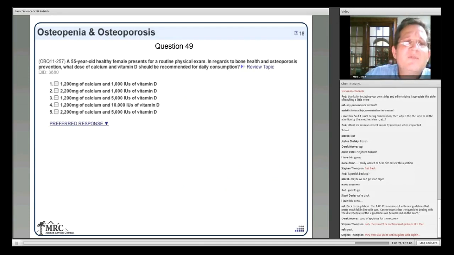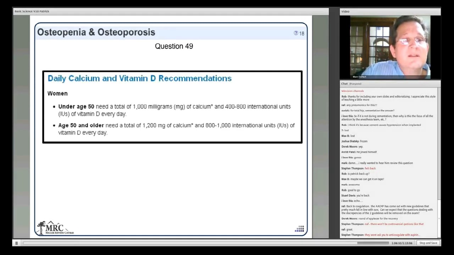A 55-year-old healthy female presents for a routine physical exam. In regards to bone health and osteoporosis prevention, what dose of calcium and vitamin D should be recommended for daily consumption? And they gave a host of different numbers, and you can see that there's 2 of them that have 1,000 international units of vitamin D, and so that should be a clue for you. The other ones have some mega doses, and although recently there's been some news article that says just a regular dose isn't going to be enough, the board won't have that question for you.